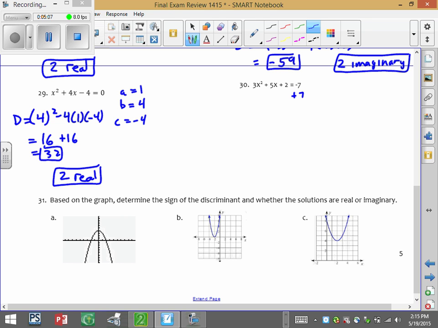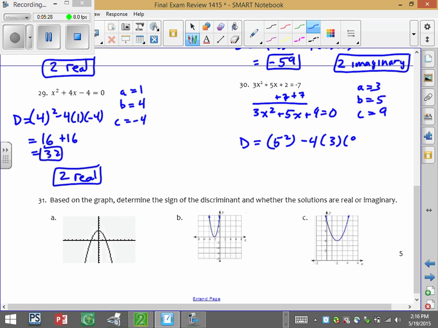And then here, let's add 7 to both sides. So 3x squared plus 5x plus 9 equals 0. So a equals 3, b equals 5, c equals 9. So the discriminant, 5 squared minus 4 times 3 times 9, which is negative 83, which tells me I have two imaginary solutions.